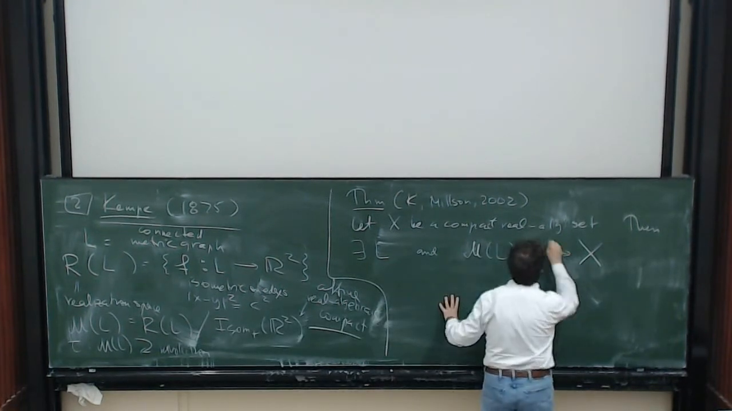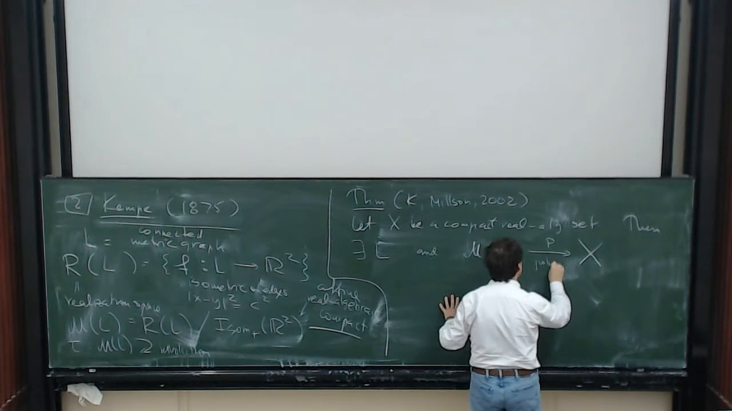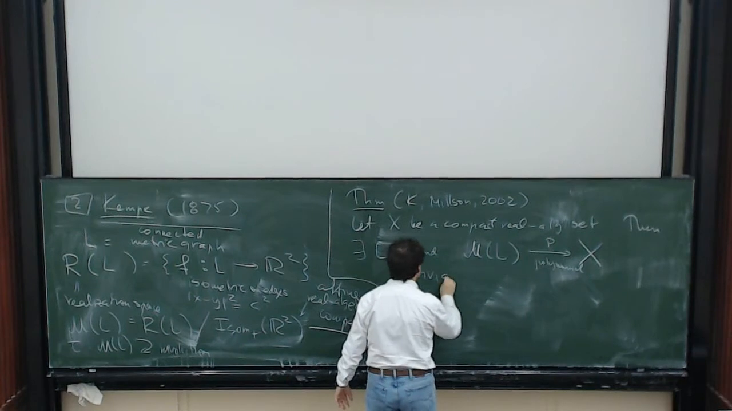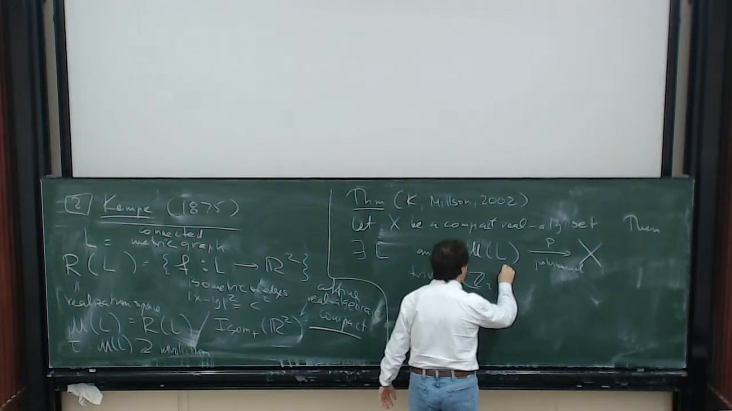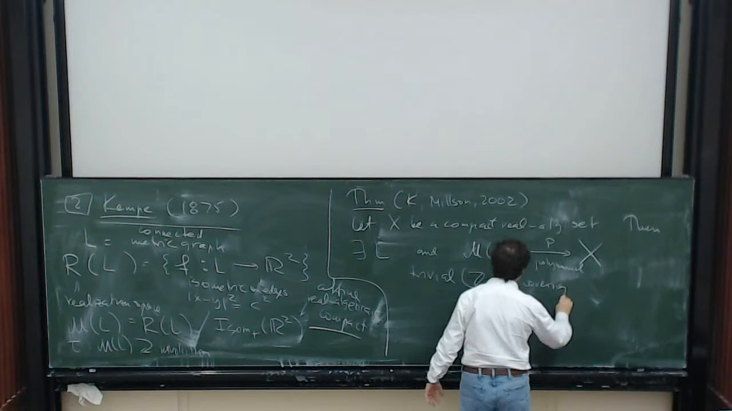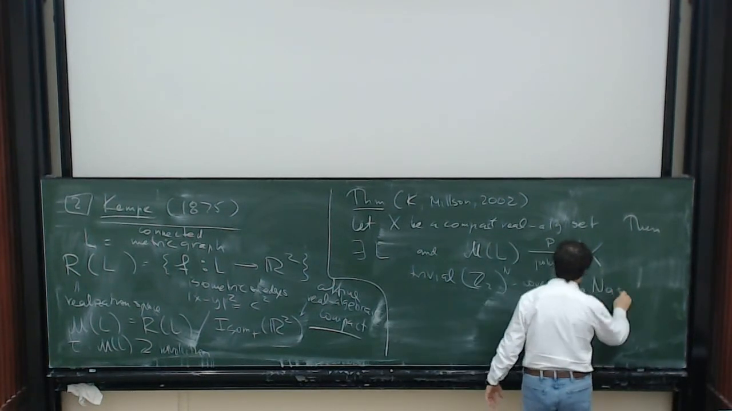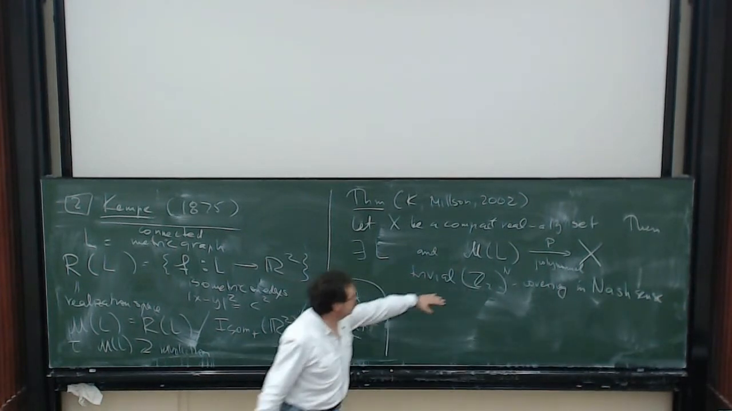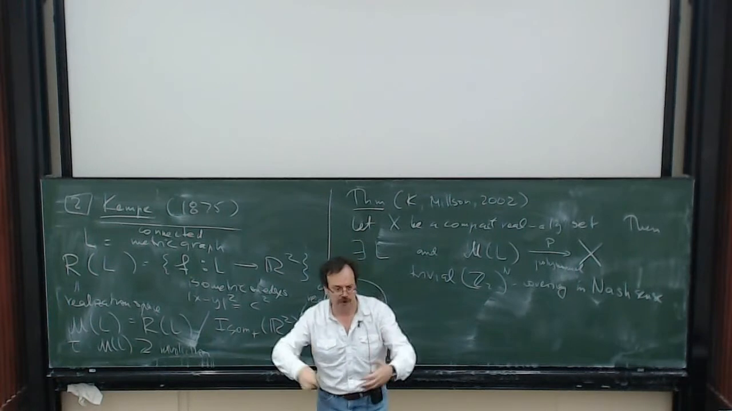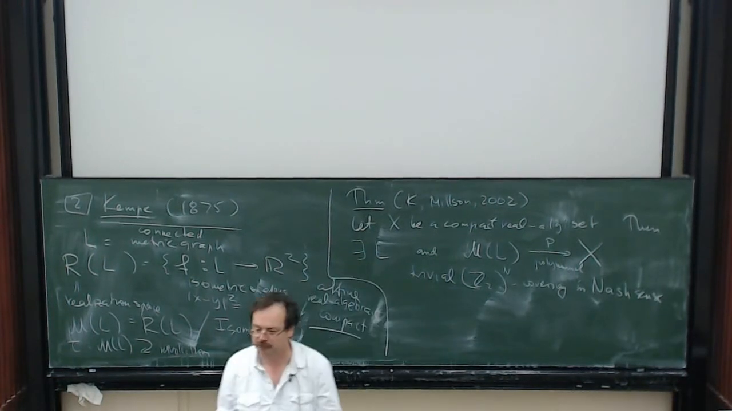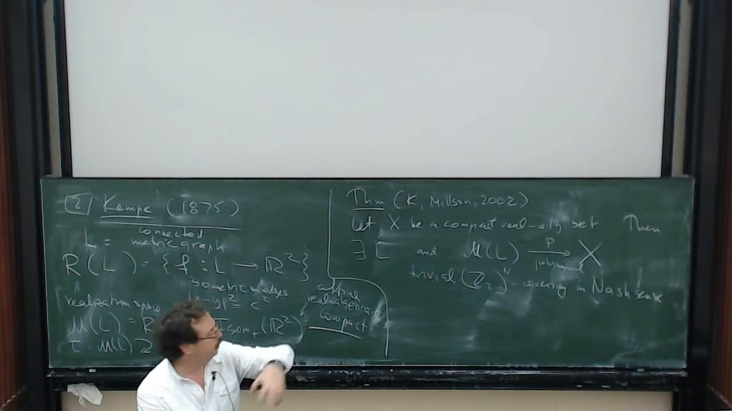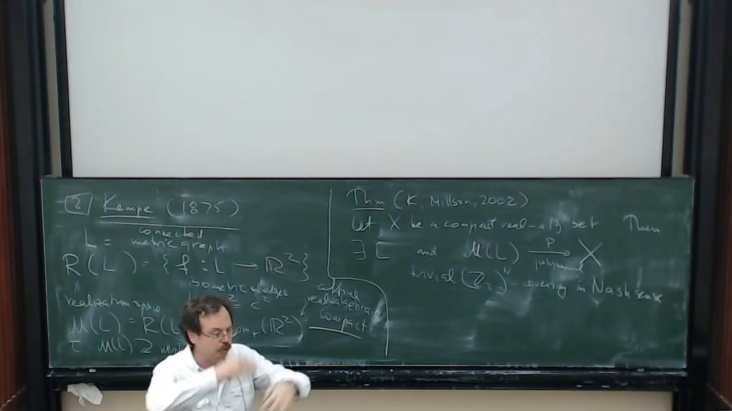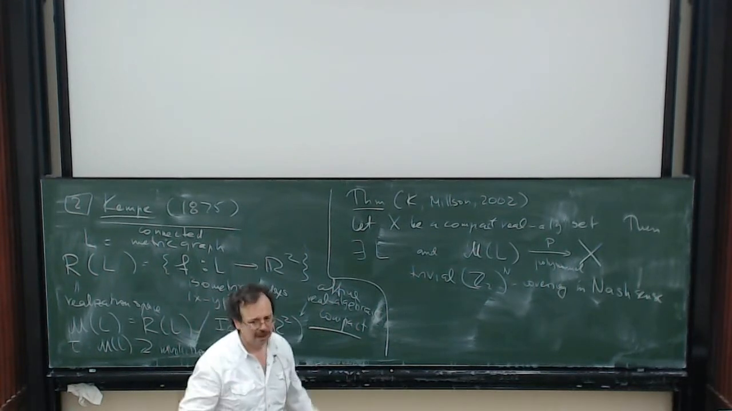So there is a map P, which is polynomial. It's a trivial Z2 to some power n covering in the Nash sense. And I will explain what Nash sense is. This Z2 to the n stands for the group of deck transformations, the group of covering transformations of this trivial covering. If you ignore this Nash business, M of L is really a disjoint union of copies of X, which are permuted by this group.